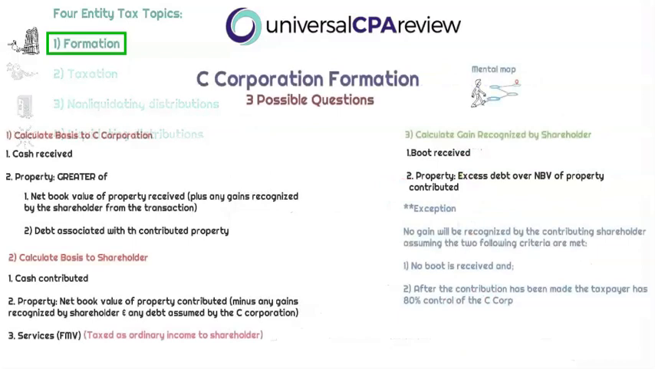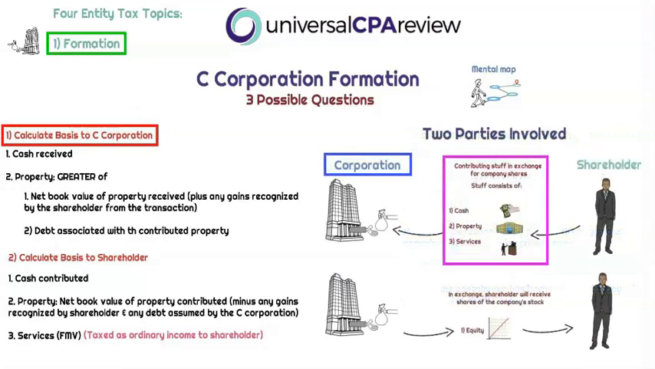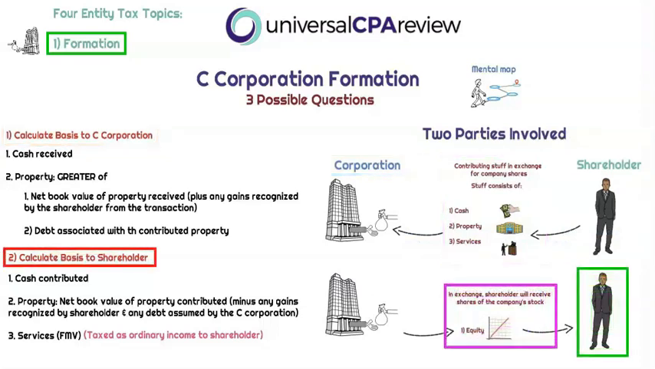And within that, and more importantly, what they're going to ask you on the exam, as far as C Corps go, is going to consist of three different questions. Okay, so they're always going to ask you one of these three questions. They're either going to ask you to calculate the basis to the corporation. Okay, so what we're talking about here is going to be the basis that the corporation would record for all the property that they are receiving from the shareholder in exchange for shares in the company. They can also ask you for the basis to the shareholder. So what would the shareholder be receiving that we would need to know the basis for? How about the shares of stock?